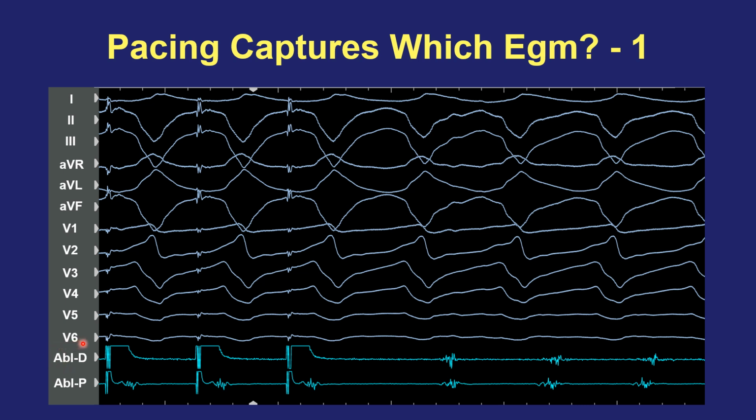We're going to be focusing again on the ablation distal. That's where we're pacing from. That's where the main pacing artifact is seen. What are we capturing? In this case, pretty straightforward. We're capturing this electrogram. How do we know? We're not seeing it during pacing. All right, that's what we're going to measure to.